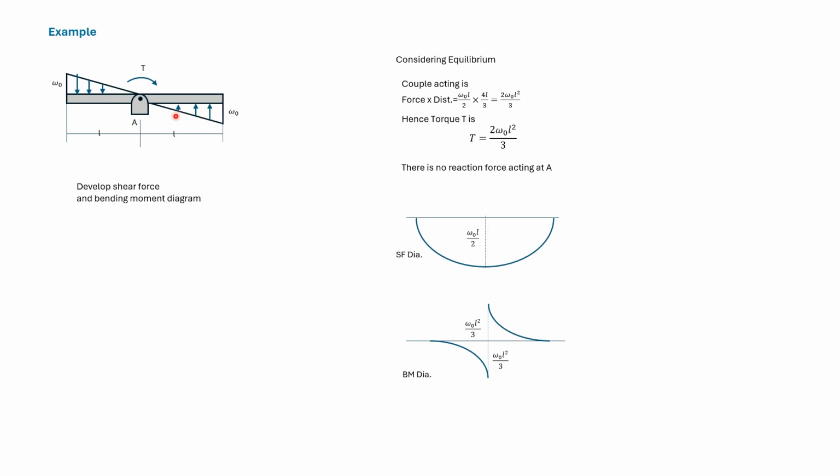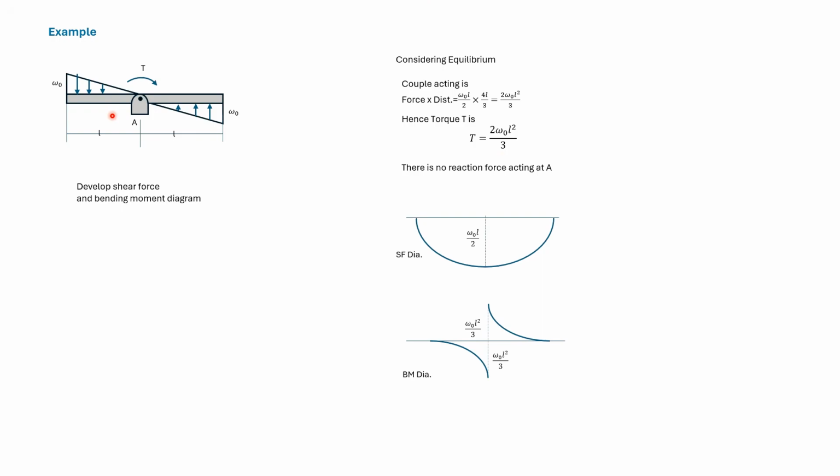The total load here is omega 0 L divided by 2, which is also the total load on the left side. The resultant acts at a distance 2/3 L both on the right side and the left side. So the moment arm is 4L by 3. The force multiplied by the moment arm gives us the couple that acts. Due to equilibrium, the torque T will have the same magnitude.